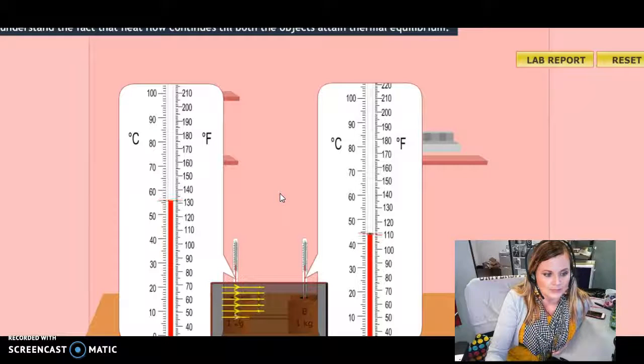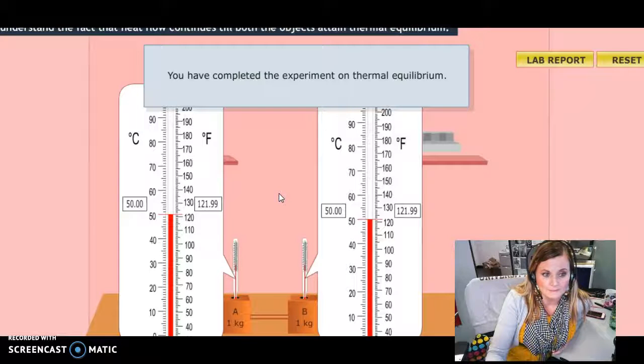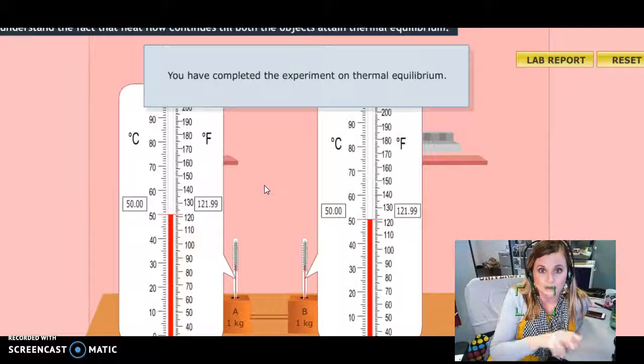Okay? At some point, it will come to a state of thermal equilibrium. And that means the temperature should be equal on both sides. Okay? And now it says you've completed the experiment. So you have the data here of the initial temperatures, the final temperatures. You have the mass of both objects. And you have the composition, which is going to be something we will use because we'll need to have the specific heat of the two different objects.